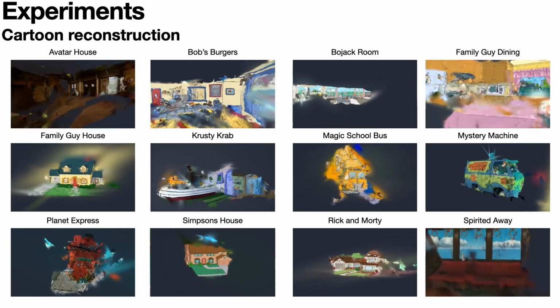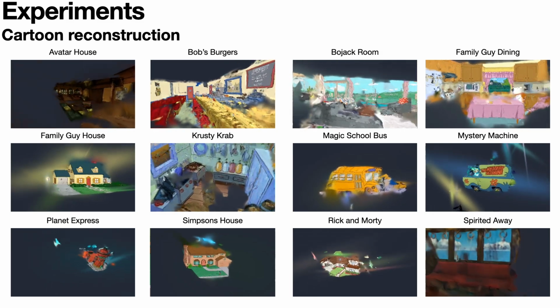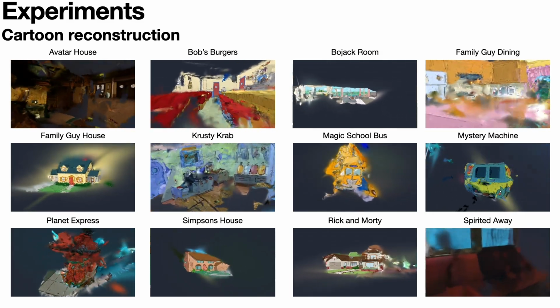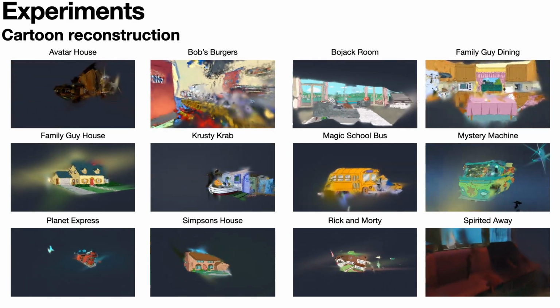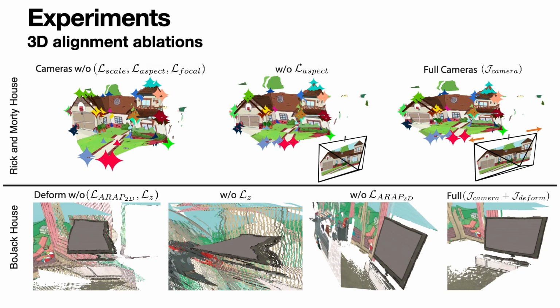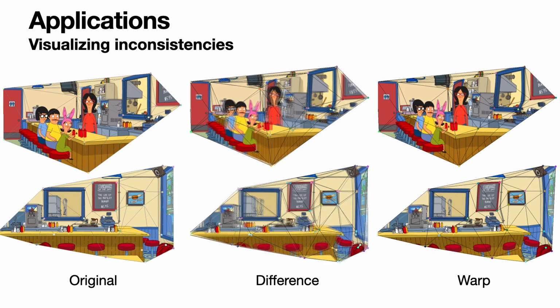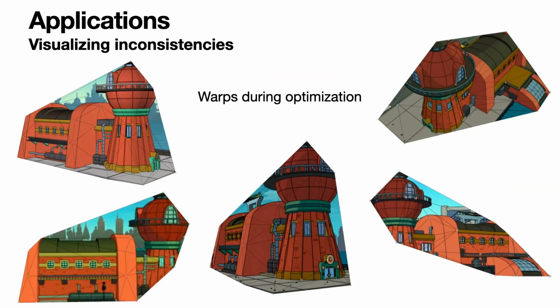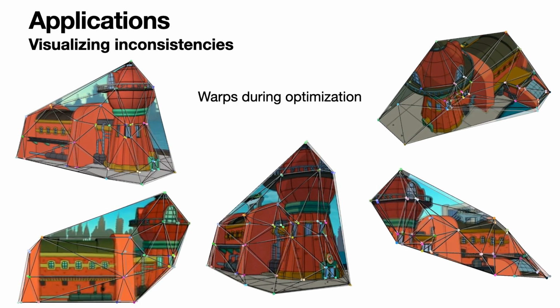We run our full Toon3D method on 12 cartoon scenes, shown here. Also, please see the paper for ablations that describe the effects of our losses. We can visualize the warps. In the middle, blur indicates where it warped. Here we can see how the images warp during optimization. The warps are subtle but effective at making the drawings 3D consistent.